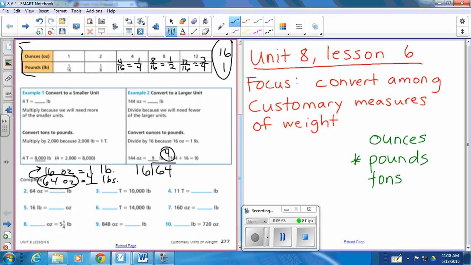So again, we're going from something small, an ounce, to something larger. It's a pound. So therefore, we are needing to divide. I would like you to look at number 6.